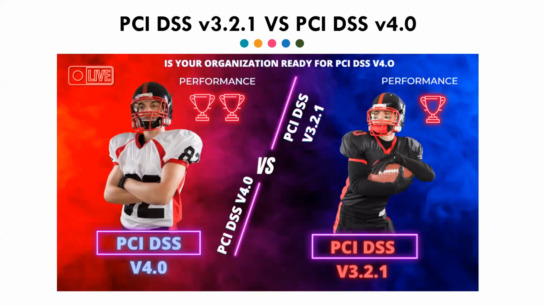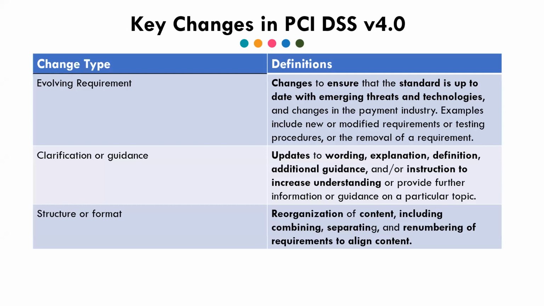So what is the main difference between version 3.2.1 and version 4? There are 3 main change types when it comes to the 2 different versions, right? The changes that were made in version 4 can be categorized into 3 main change types. The first one is evolving requirements. Evolving requirements seeks to address emerging technology threats and vulnerabilities that are out there. So changes in technological advancements is what evolving requirements seeks to address, right?